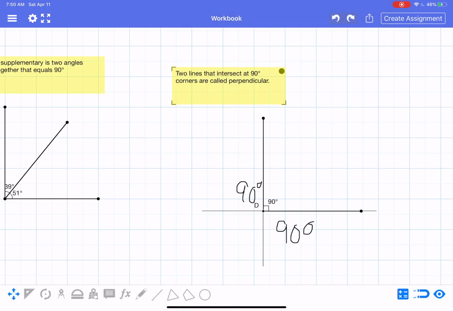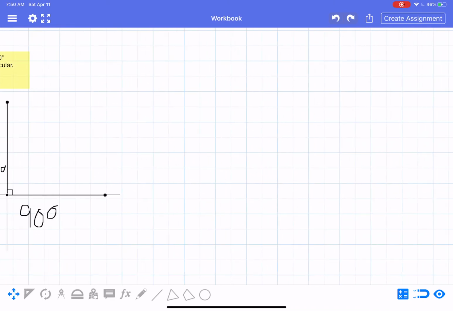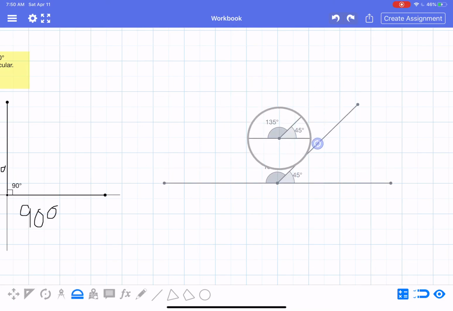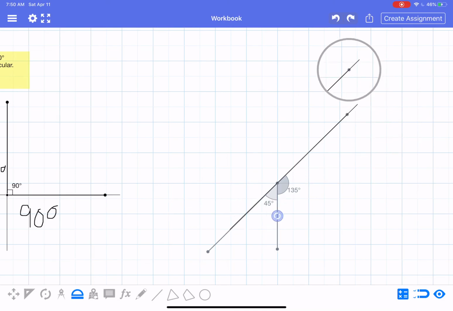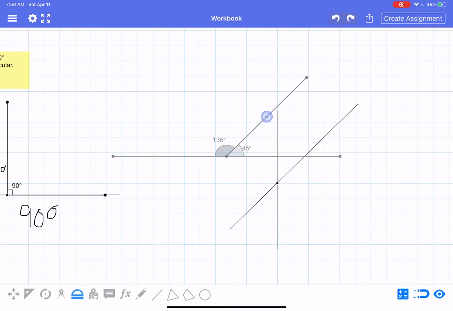Now, two lines can intersect and not create a 90-degree angle. So that's going to be our final example, right? So I can create two more lines. Let's leave it like that. Okay, and then there we go. I can make that disappear.